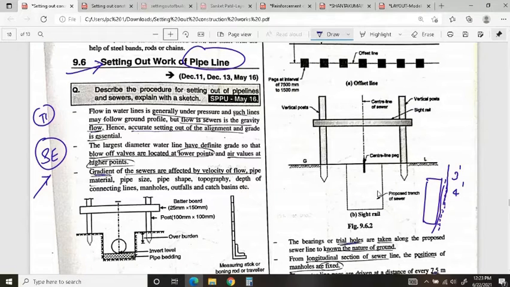But if there are any water supply pipes taken directly from the rivers, huge pipes will be there. Then how will we lay those? First you find the locations where we have to provide them, and how you set out and where you place them.